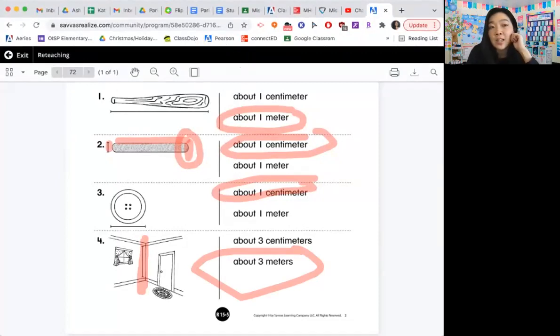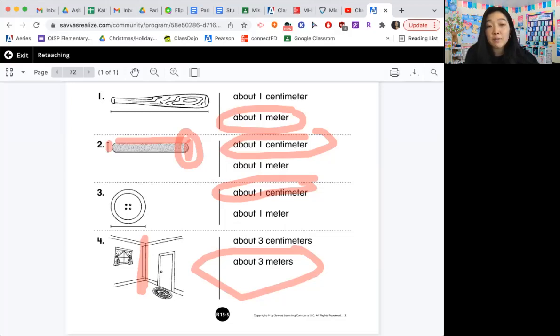I'm going to give you guys a second to finish that, and then we're going to do our practice. I'll put them in the chat. Number 1, the baseball bat is about 1 meter. The width of a popsicle stick, which is the shorter portion of it, is about 1 centimeter.